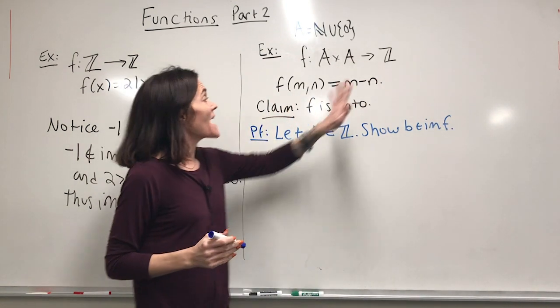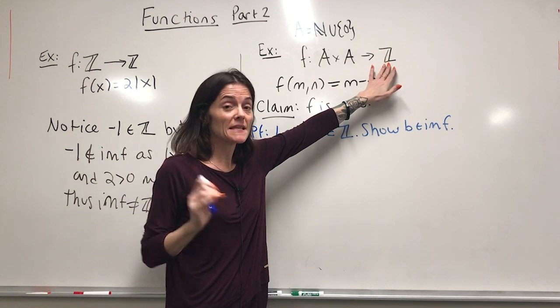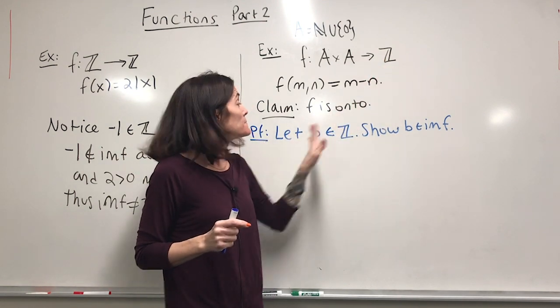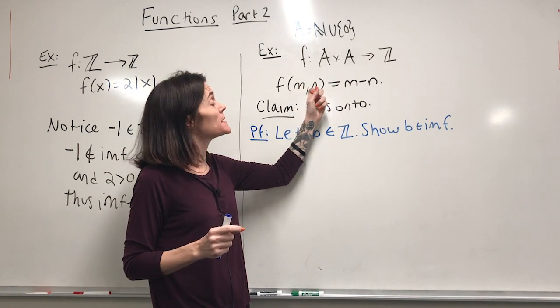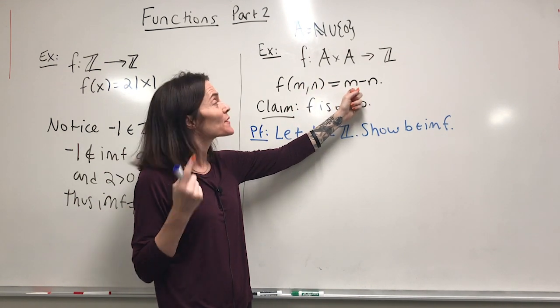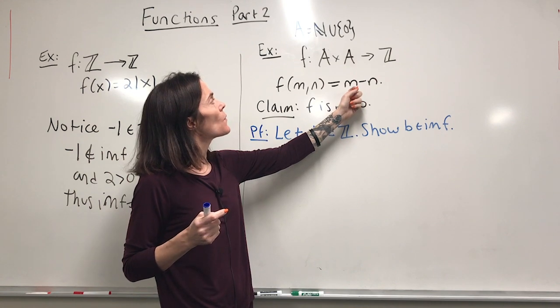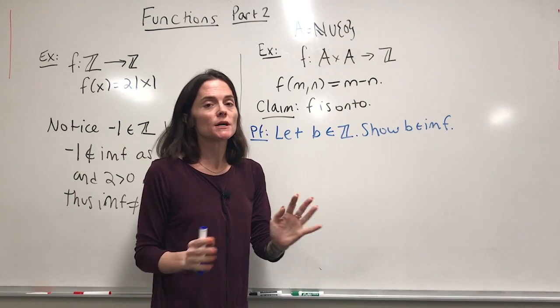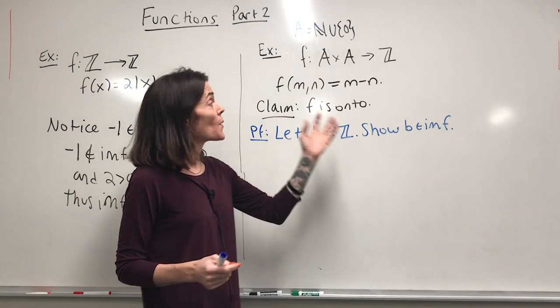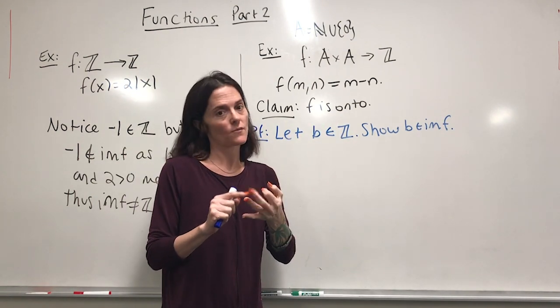Well, so I have something in Z. This is what I was saying. If you have b in Z, you can't just do (b, 0). You know f of (b, 0) is b, but that only works for non-negative things. So this suggests we should break this into cases, because every integer is positive, negative, or 0.